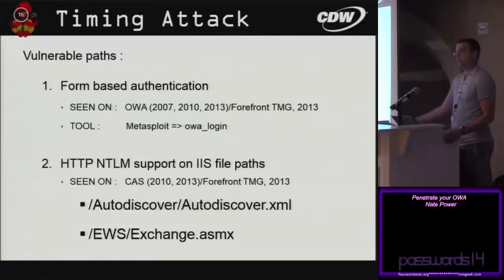These are all the vulnerable paths that I found on the client access server. Form-based authentication, basically from 2007 to 2013, is vulnerable, even if you're running it through a Forefront TMG setup. I found that static IIS file paths that support HTTP over NTLM are vulnerable. And the two paths that I listed here have HTTP over NTLM enabled by default.